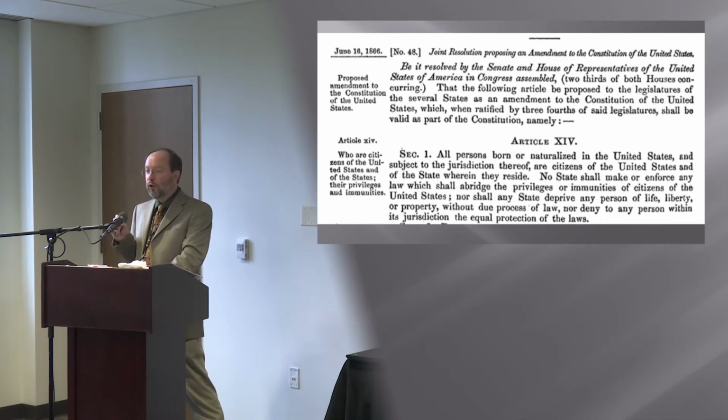The 14th Amendment, submitted by Congress to the states 1 year later, June 16, 1866: All persons born or naturalized in the United States and subject to the jurisdiction thereof are citizens of the United States and of the state wherein they reside.